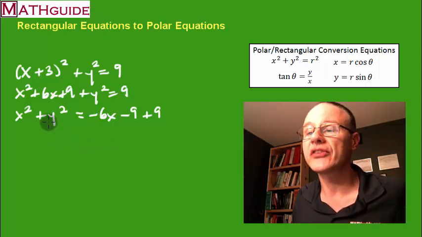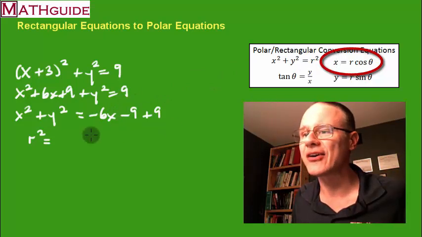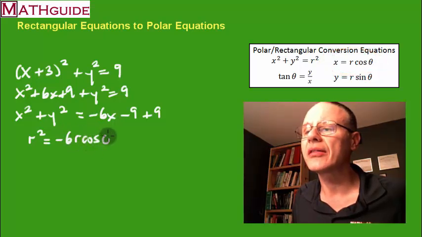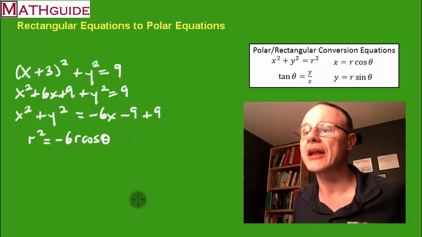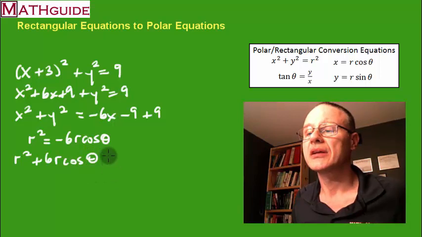Okay, so what is this? Well, x squared plus y squared is r squared, and I'm going to replace that. Let's see, what's x? Hey, x is r cosine theta. So that's -6 r cosine theta. And -9 plus 9 is zero. There you got it. So what I'm going to do now is move the other term back over again. So I moved it over, and I got a 0 on this side.